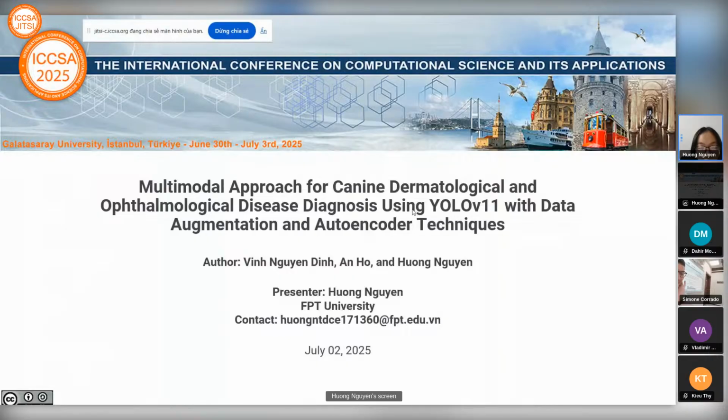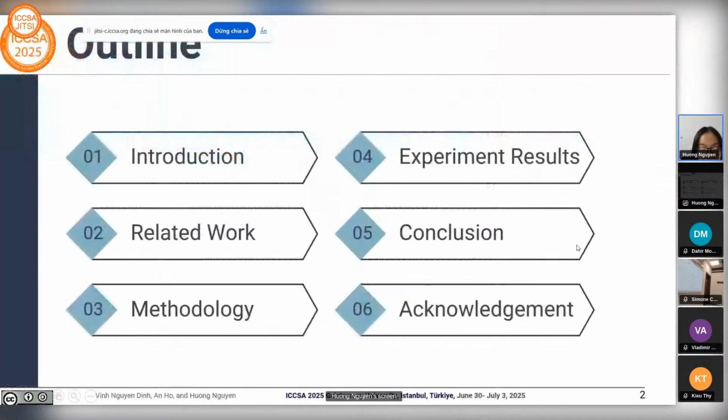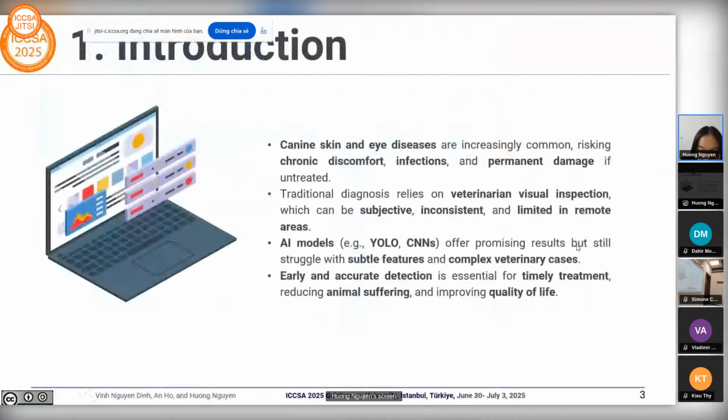Hello, everyone. I'm excited to be here to share our research on diagnosing kidney, eye, and skin disease in dogs using advanced AI techniques. Early detection is key to protecting dogs' vision and health, and our study introduces an improved approach to this challenge. The growing relevance of dermatological and ophthalmological diseases in dogs poses serious health risks, including chronic discomfort, infection, or even permanent damage if not treated early.